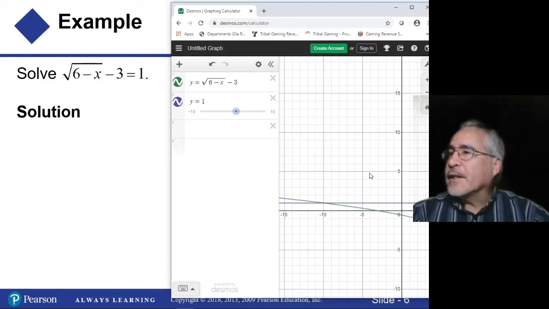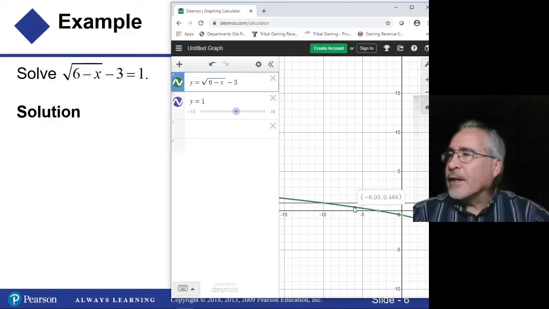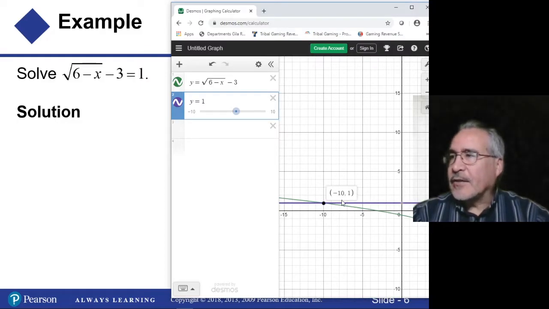So I graph both sides of the equation, click here, and what do we see? Here it is. It looks like negative 10 is our solution. If I click over here, I can get a point, but it doesn't stay. I click over here, I get a point, it doesn't stay. But when I click on an intersection, it stays. So x equals negative 10 is a solution.